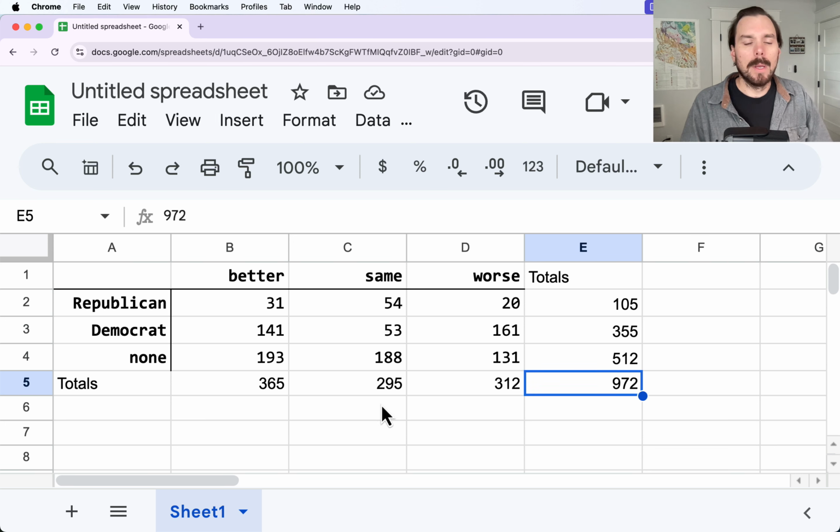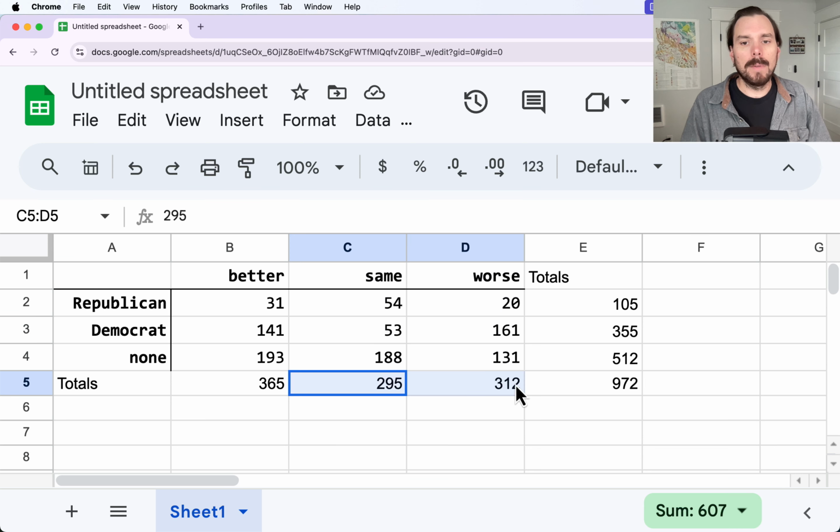For example, finding the percentage of people who thought the economy was staying the same or getting worse would be the total of these two columns. I can highlight those two numbers, and that's a 607 out of 972 probability.